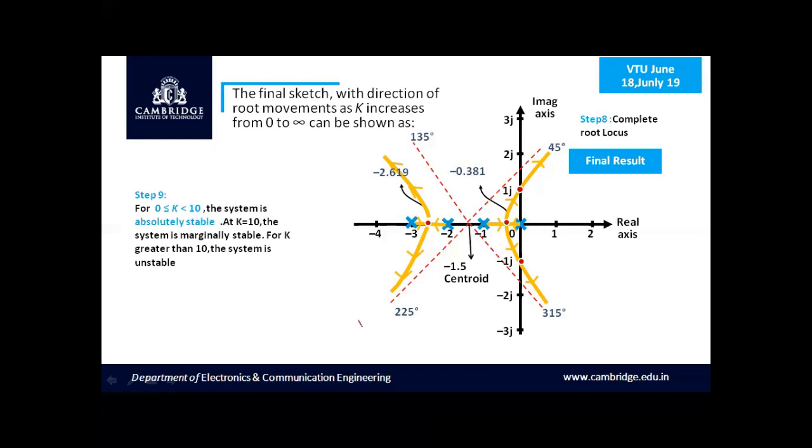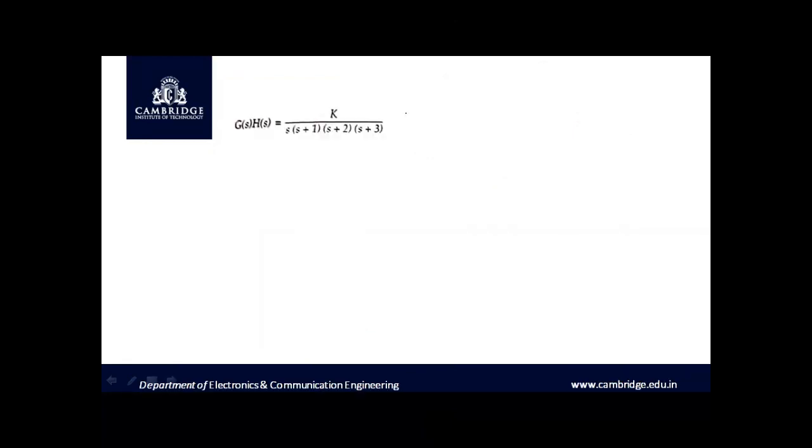Let me show you the same output of the root locus using Matlab. For a given open loop transfer function, let us represent it in terms of polynomials. Once after simplifying, the denominator will be of the form s power 4 plus 6s cube plus 11s square plus 6s.